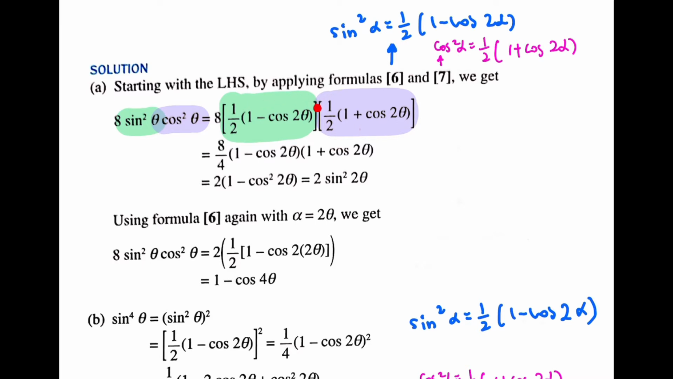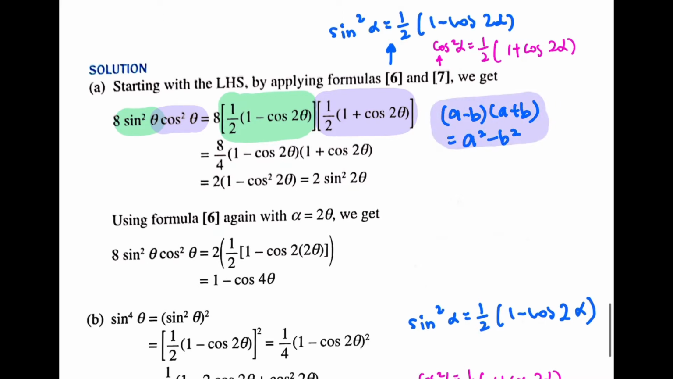1 minus cos 2 theta multiply 1 plus cos 2 theta. So we can solve this by using multiply conjugate. So the result will be a squared minus b squared. So just simplify the value here. Your a now is equal to 1. Your b now is equal to cos 2 theta. Therefore, this will be equal to a squared, which is 1 squared, minus cos squared 2 theta.